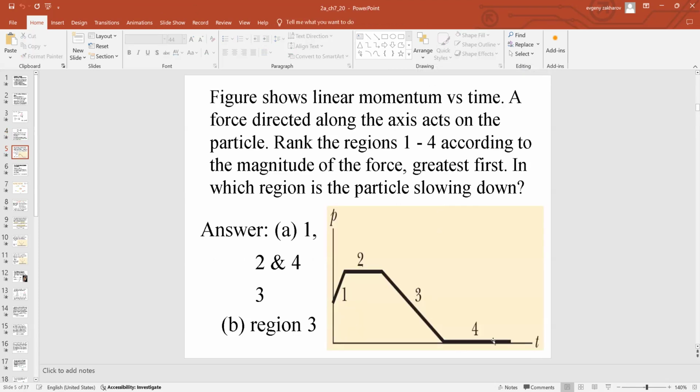For region 4, same thing. Momentum is constant, no change. Change is 0, so force is 0. And region 3, what do you see? The slope is negative, so the force is negative. So that's why 1 is the greatest. 2 and 4 have 0 slopes, 0 forces, 0 net external forces. And region 3 is the lowest amount because it's the negative slope.